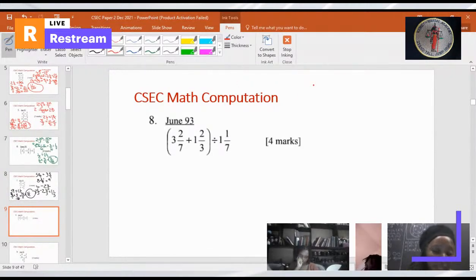You notice most of these are valued 4 marks, some of them 5, and that's a lot of marks. You don't want to lose those marks, so don't take it for granted.